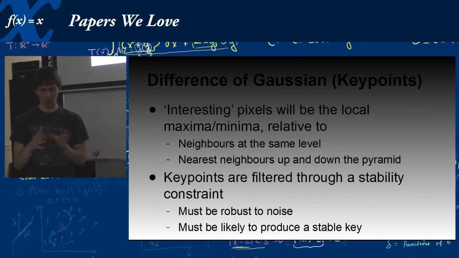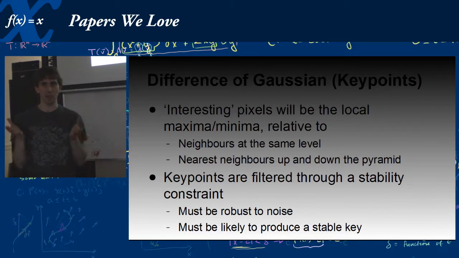The details of this aren't necessarily that important. You can read the paper for more details if you really care, but the important thing to note is that this just isolates the points that we think are most interesting. And then you have to apply further stability constraints. They just use different filters to decide whether the key point is really a good one, because you only want to pick the best features to move on to the next step of the algorithm.